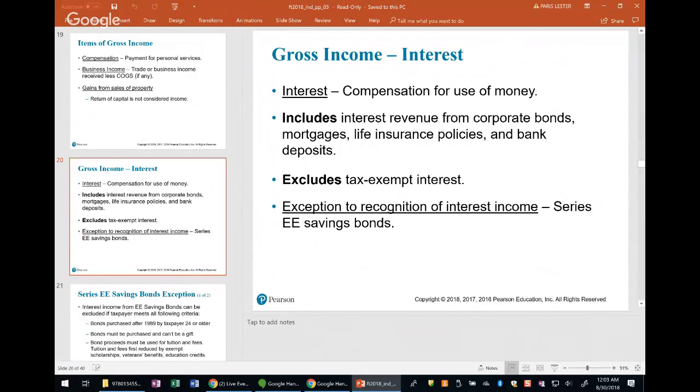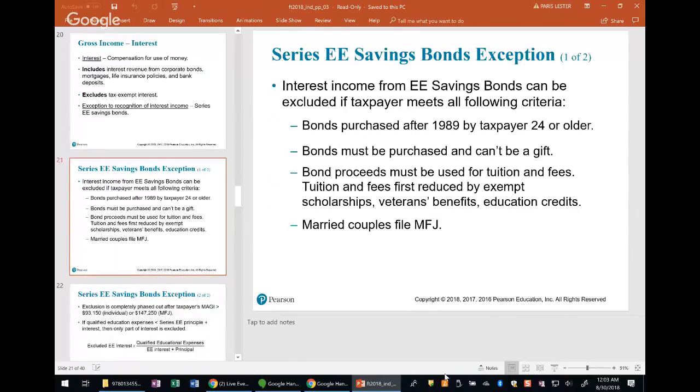Interest is taxable. Interest revenue from corporate bonds, mortgage, life insurance, and bank deposits. Excludes tax-exempt interest, which is on municipal bonds. Mercer County may have a municipal bond floating. I don't know. A lot of the counties have municipal bonds floating to build hospitals or schools or what have you, or rec parks or something. Series EE savings bonds, etc.